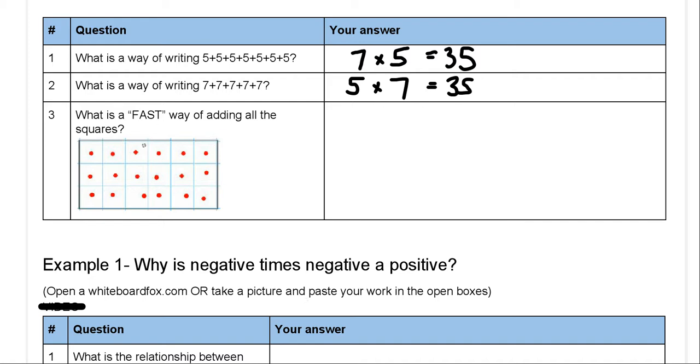Okay, now look at the fast way of adding up these squares. To look at the squares, just count the dots. Well, you could sit there and go 1, 2, 3, 4, 5, 6, 7, but that would take you more time when the pictures are bigger.